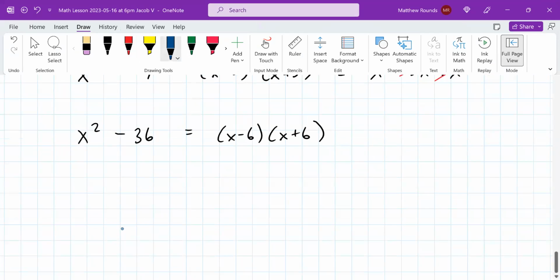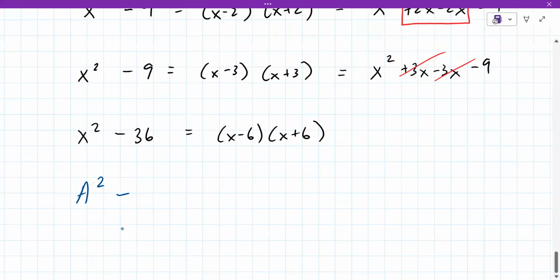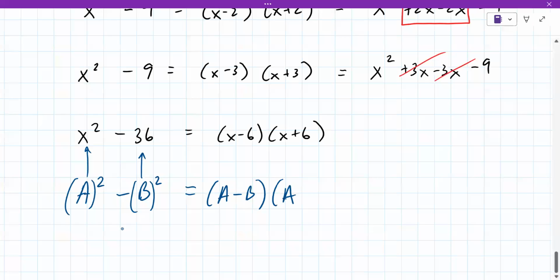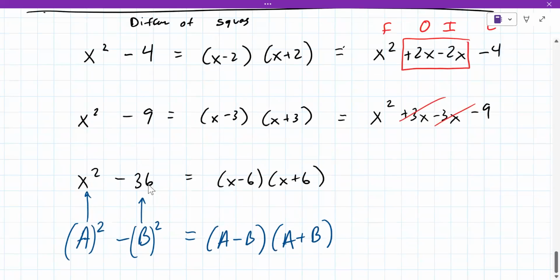So this is difference of squares. It's a squared minus b squared. And what a represents, a is whatever it is that you're squaring to get back to the previous thing. B is whatever you're squaring to get back to the previous thing. It's always a minus b, a plus b. So in all the problems we've done here, you can think of a as being x, b as being 2, a is x, b is 3, a is x, b is 6. Now I know it looks like a is always x, but that's not always the case.